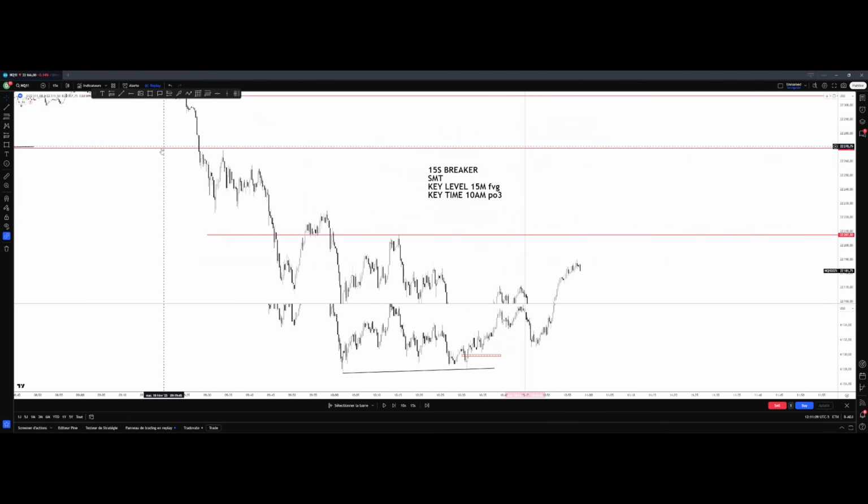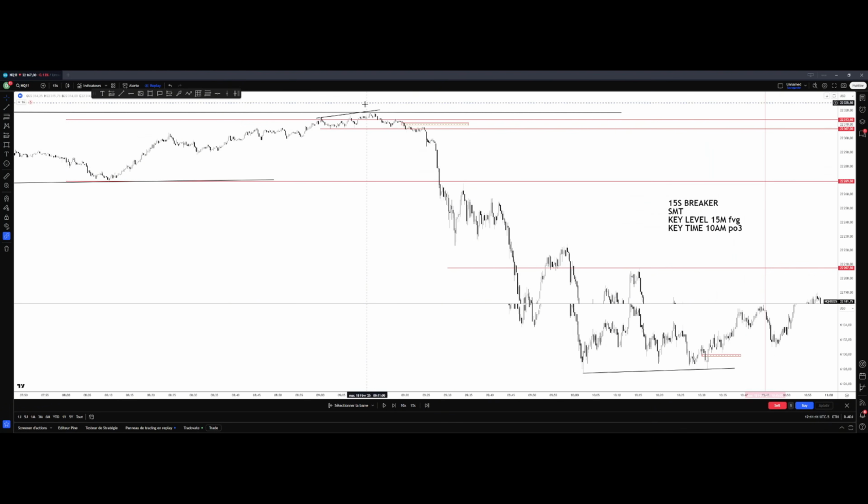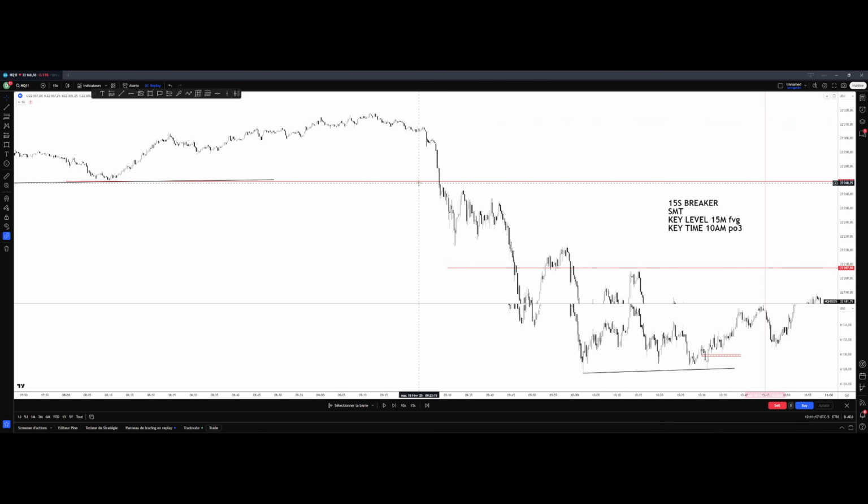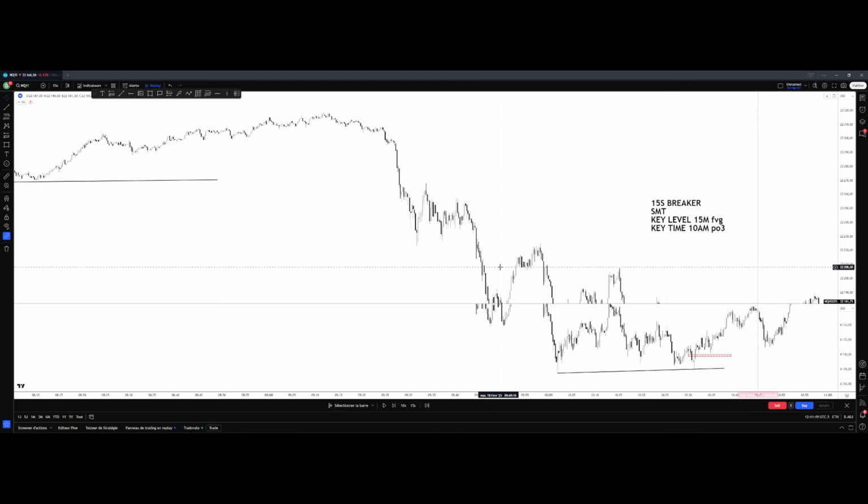And I want you now to trade and backtest trading CRT like this, okay? If you don't have all of this, don't trade. It won't be worth it, okay?